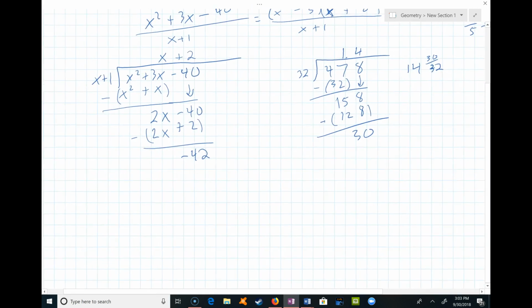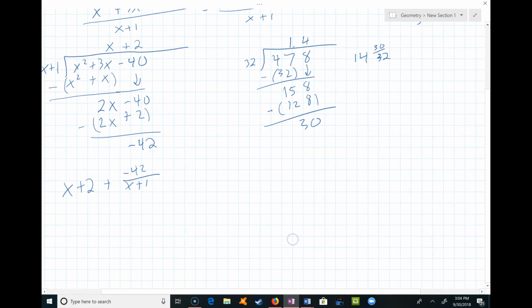So then my final answer is going to be x plus 2 plus negative 42 over, and remember I took the 32 and put it on the bottom here, so I'm going to put the x plus 1 on the bottom there. So this is kind of like a mixed number polynomial. There's the whole number part, the x plus 2, and there's the fraction part. Okay, so this is called polynomial long division.